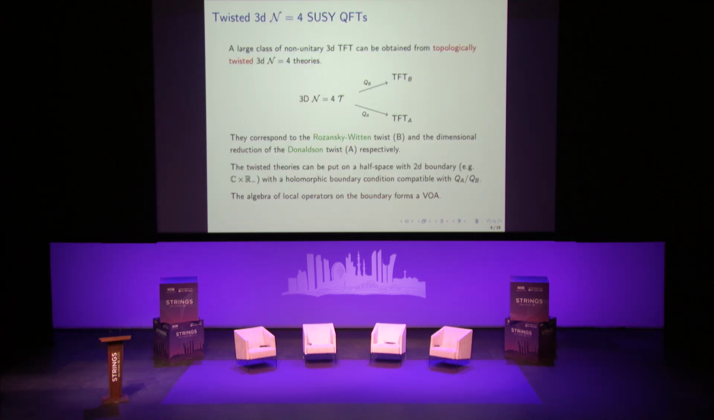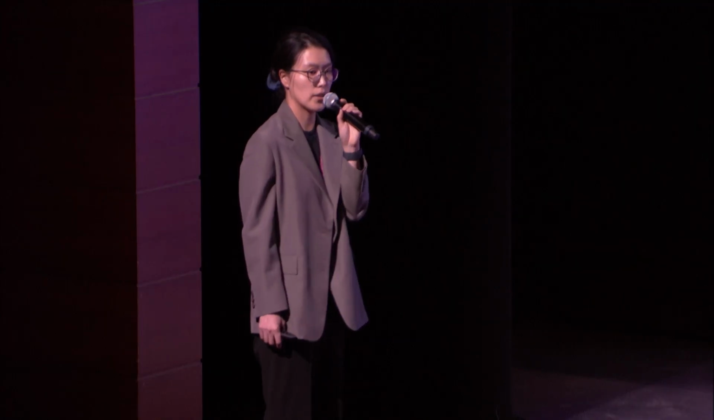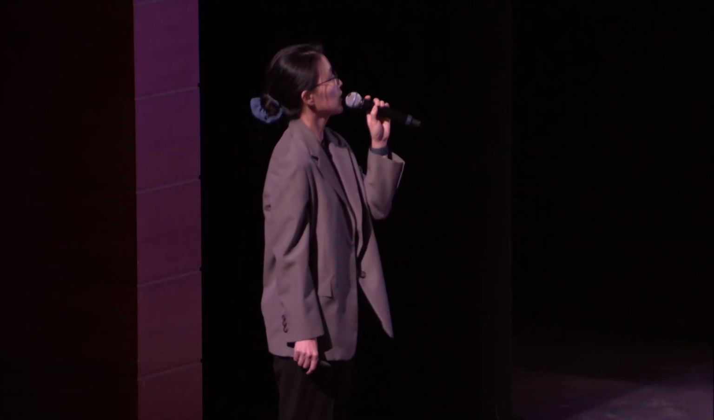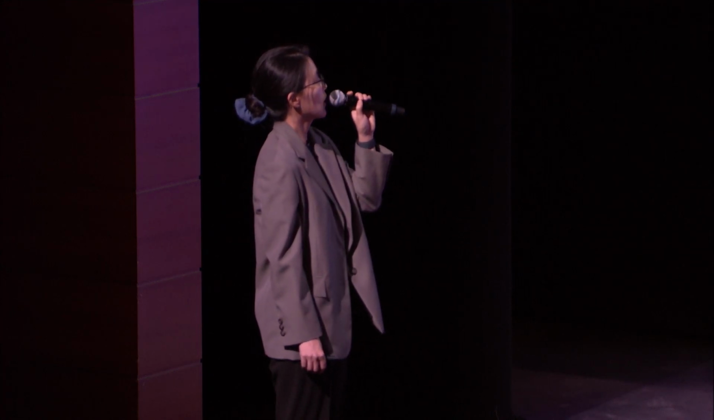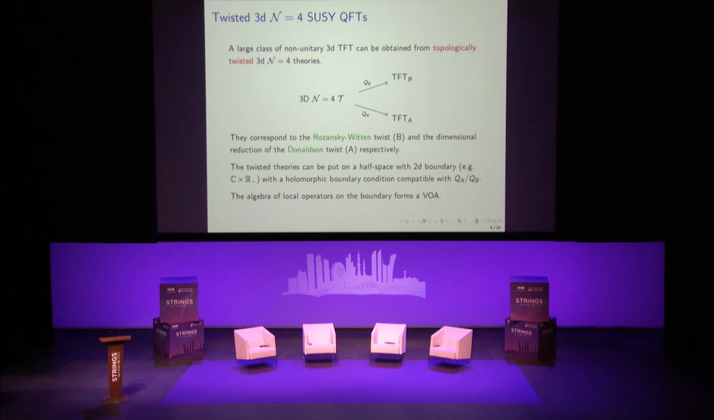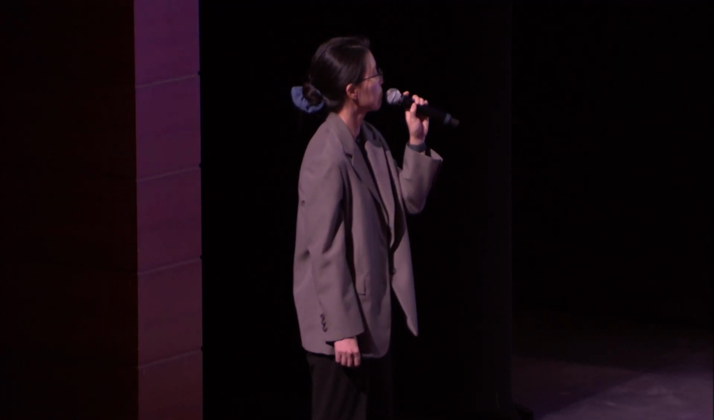So there is an interesting way to obtain a large class of 3D topological field theories from supersymmetric quantum field theories. You start from a 3D quantum field theory with N=4 supersymmetry, then you can perform a topological twist. For a given 3D N=4 theory T, you can find two nilpotent operators, say Q_A and Q_B. And by passing to one of the cohomologies with respect to Q_A or Q_B, you obtain a pair of topological field theories that I call TFT-A and TFT-B. The TFT-B corresponds to the Rozansky-Witten twist, and TFT-A corresponds to the dimensional reduction of Donaldson's twist for N=2 theories.